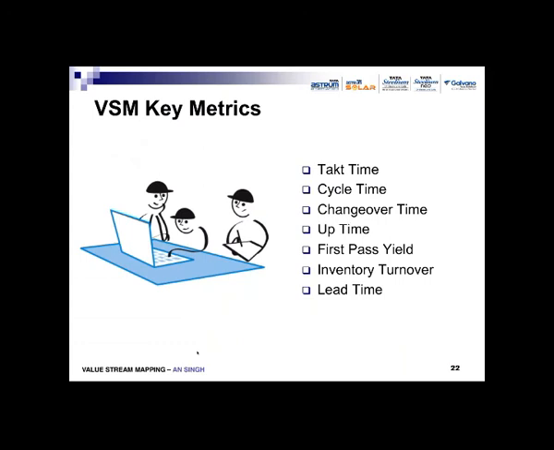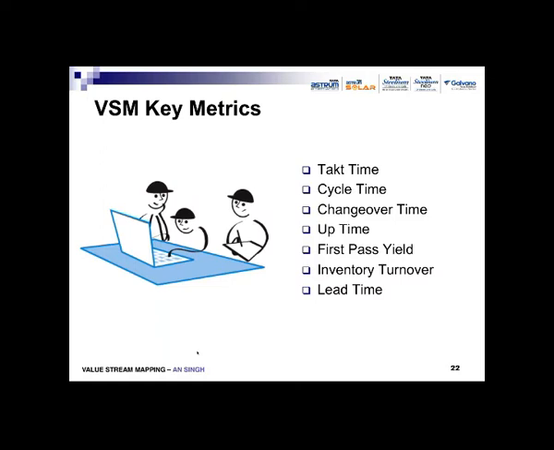For making the value stream map, we have to understand some key lean metrics. There are many metrics, but I will discuss just some key metrics you must understand. The first is takt time, which is called the demand rate. Takt is a German word that means a drum beat, giving an indication of what is next. So what is the customer demand rate? That is takt time.